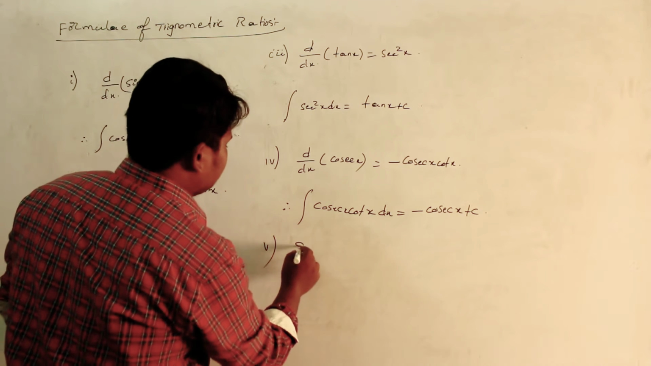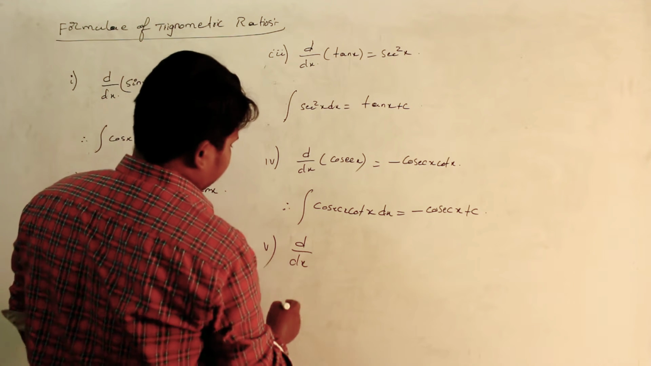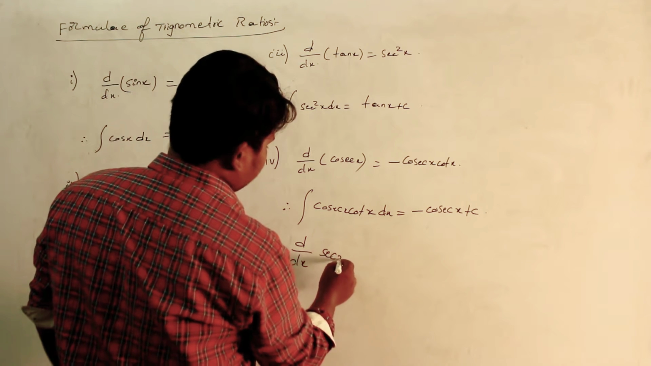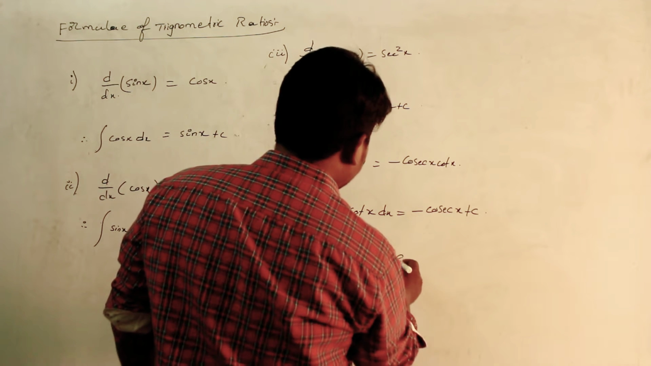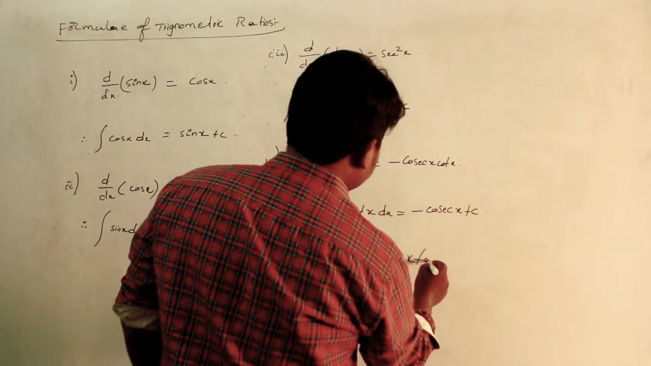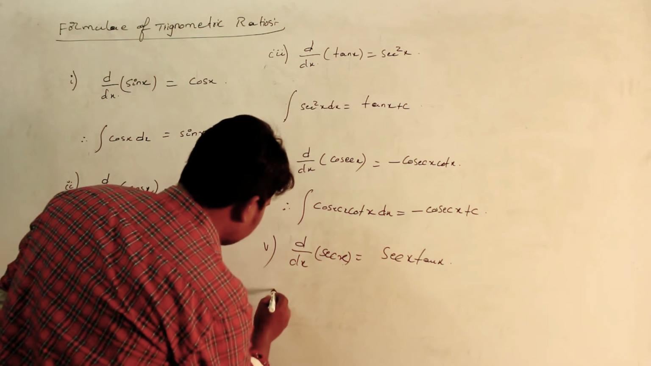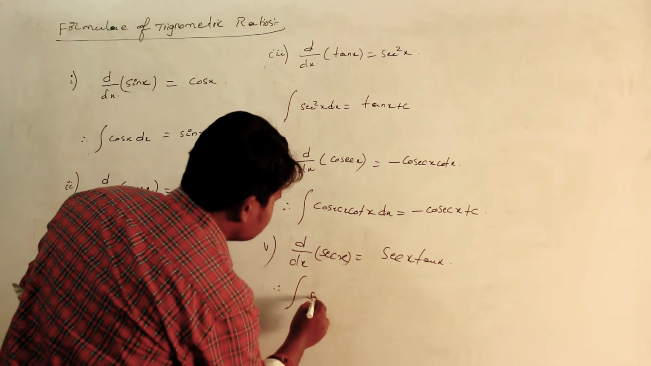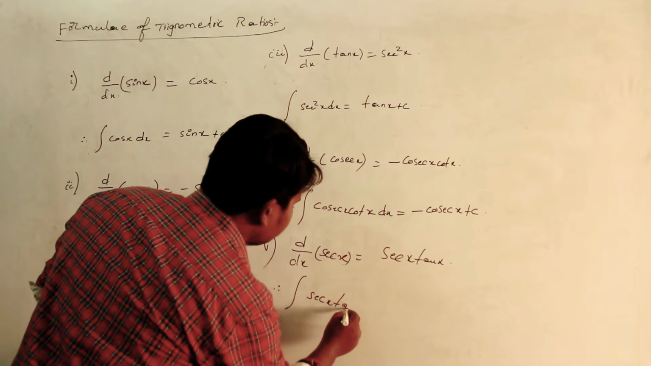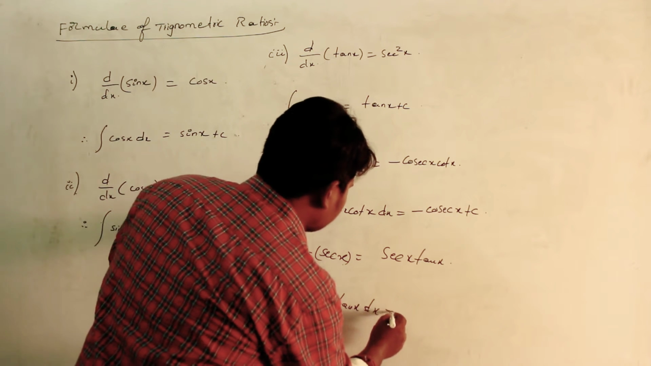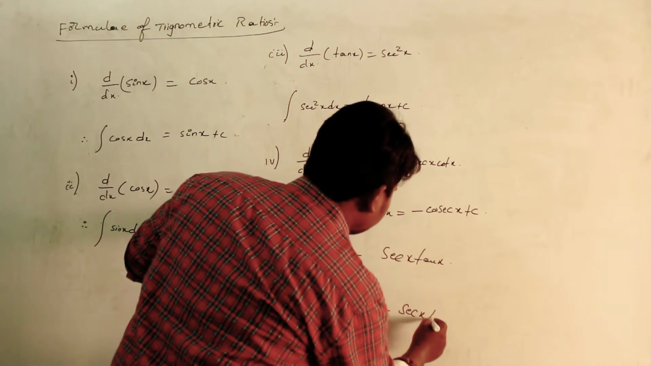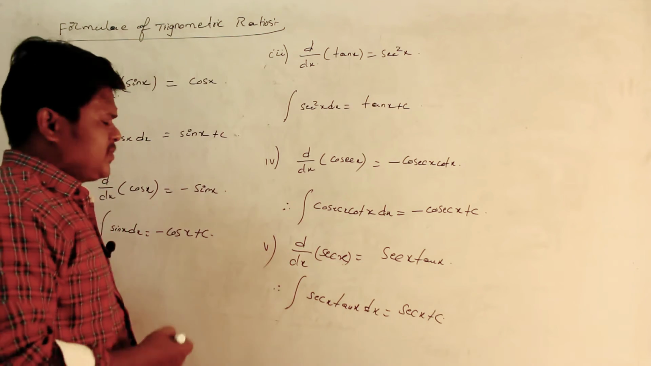Fifth one, d by dx of secant x is equal to secant x tan x. Therefore, integration of secant x tan x dx is equal to secant x plus c.